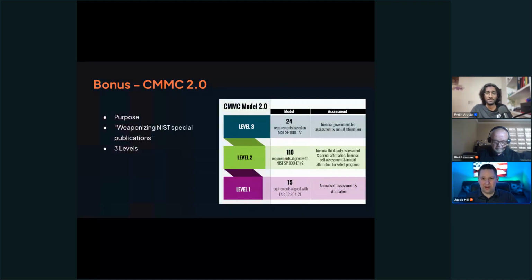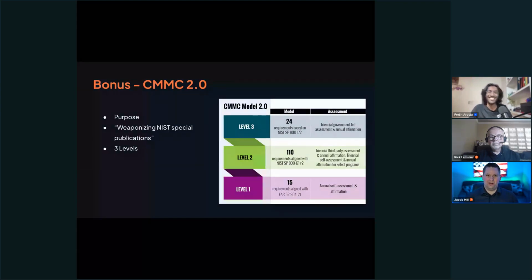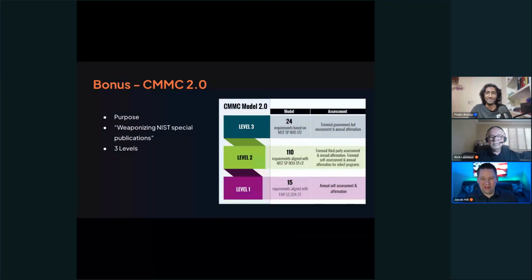Level 1 is required for contracts that only handle federal contract information. It has 15 security controls. Level 2 is required for contracts that handle CUI, controlled and classified information, and has 110 security controls. Level 2 requires that scary third-party assessment that everybody else in the ISO world is used to, but for us it's new. So give us a little bit of grace, I suppose. It's going to be required for most Level 2 contracts.